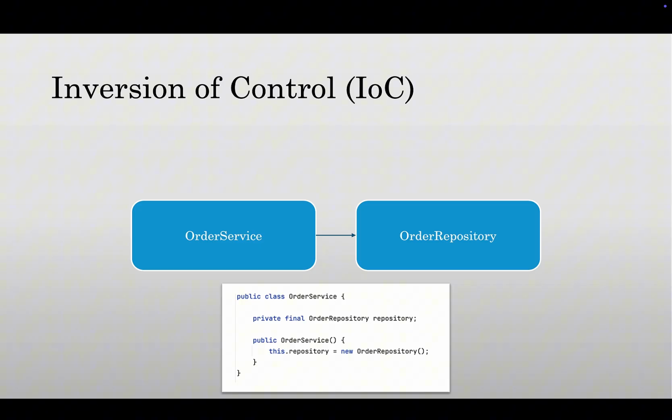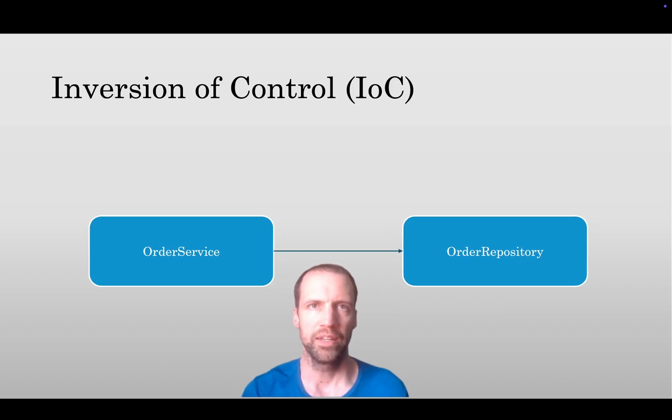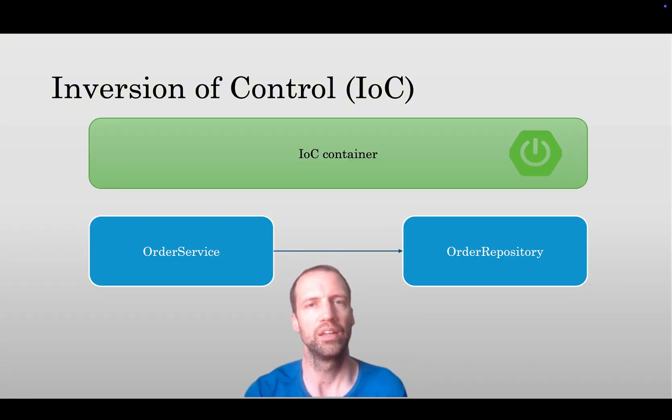The OrderService decides for itself when the repository is created, which specific implementation is used, and how long it lives. The service has full control over its dependencies. Inversion of control now breaks with this approach, meaning this control is reversed. It is no longer the class itself that decides how its dependencies are created and managed. Instead, an external framework or a container takes care of that. The class relinquishes control and has what it needs provided from the outside.